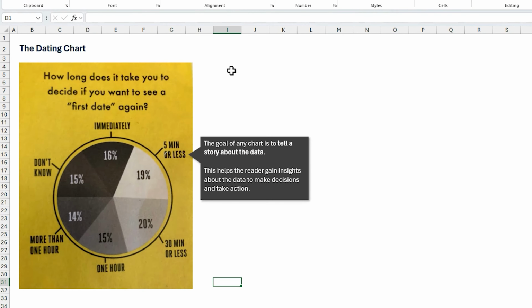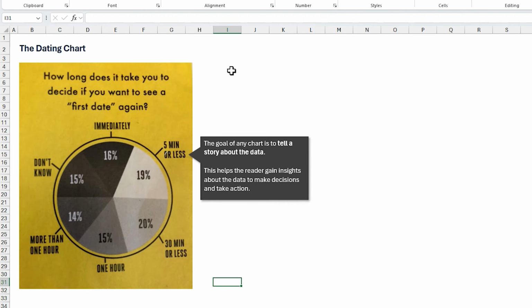So in this first example, we're going to look at this chart that I found in a magazine. Essentially it was the results of a survey that the magazine ran. The question was, how long does it take you to decide if you want to see a first date again? And here are the results plotted in a pie chart. Now, the goal of any chart is to tell a story about the data. Of course, this helps the reader gain insights about the data to make decisions and also take actions.